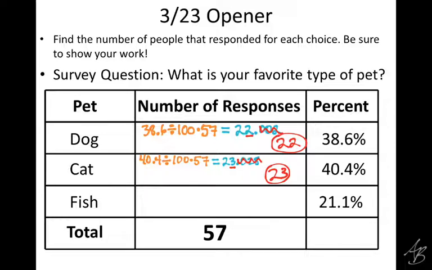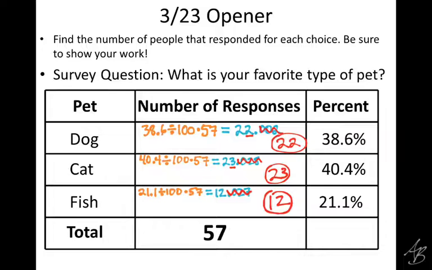Okay, so we get 21.1 divided by 100, because that's what percent means, times 57, or of 57, and that gives us what? 12.027. Okay. And again, we round to the nearest whole number, so that's going to give us what, Olivia? Just 12. So 12 people said that fish are their favorite pets.